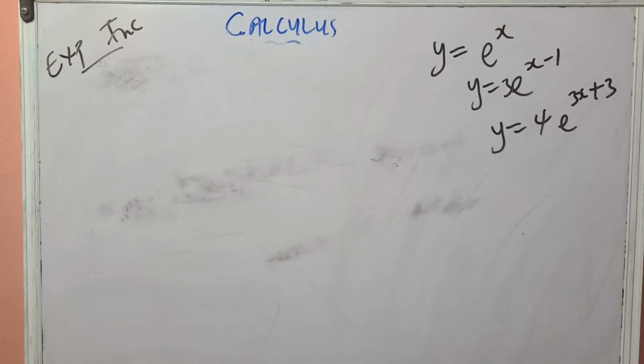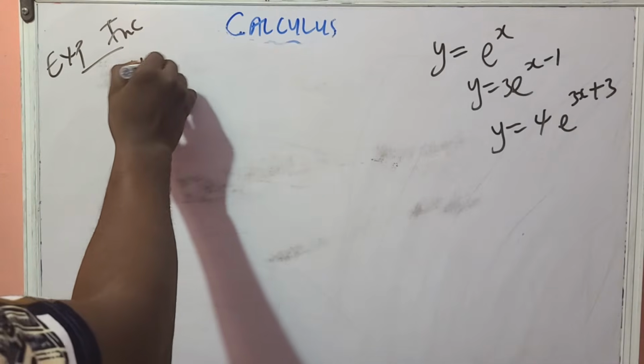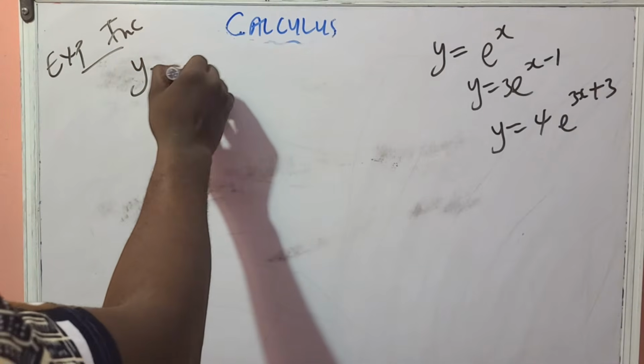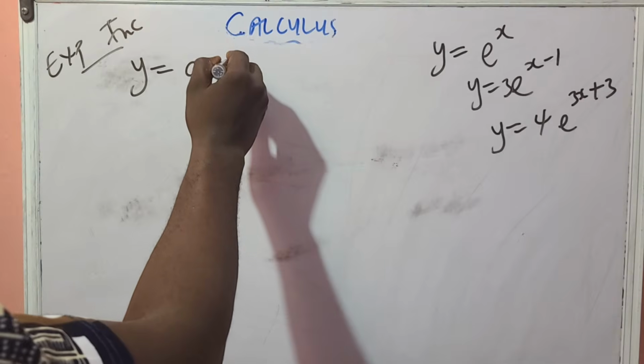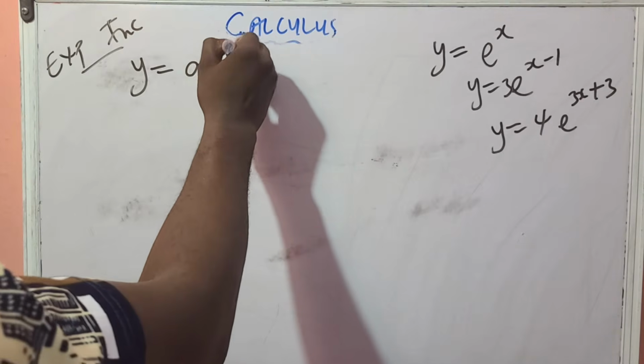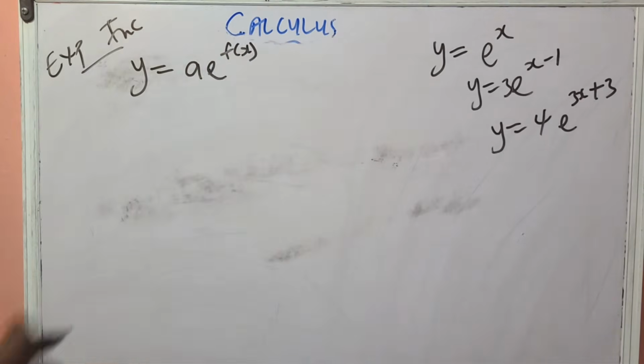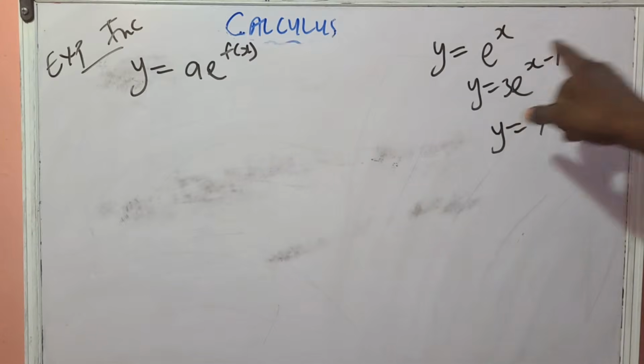So let's talk quickly about exponential functions, and you will see how easy it is to solve them. Let's just write a general form of an exponential function. Let's write y equals, of course, a e raised to power, let's put f of x here. Thank God we have examples here, so you can relate clearly.